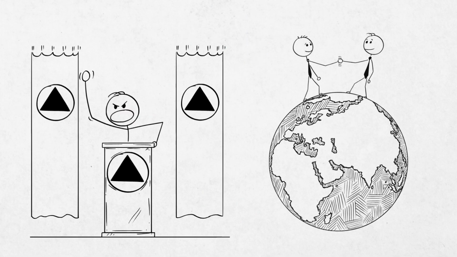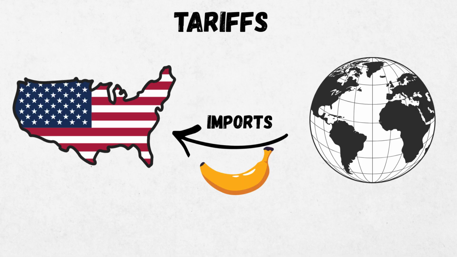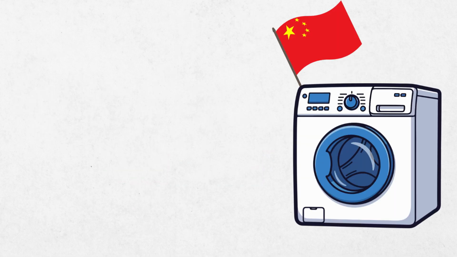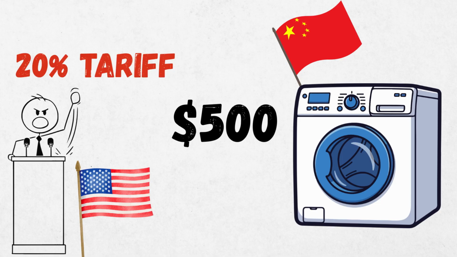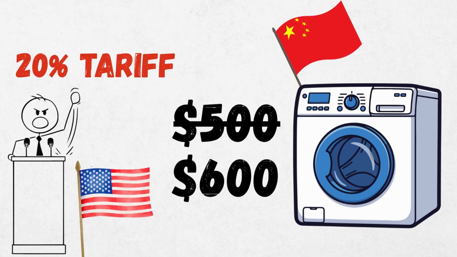Governments sometimes interfere with trade using tariffs. A tariff is simply a tax on imported goods. If a foreign washing machine costs $500 and the government adds a 20% tariff, it now costs $600. The goal is to make foreign products more expensive, so domestic companies can compete more easily.